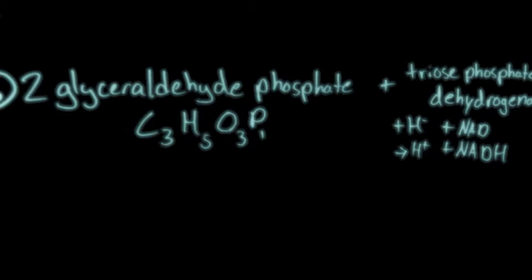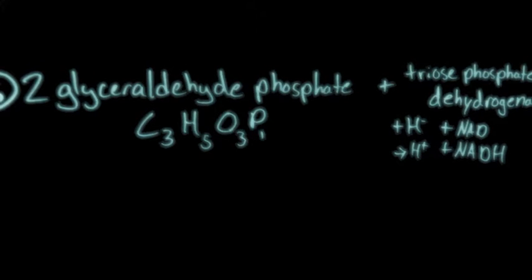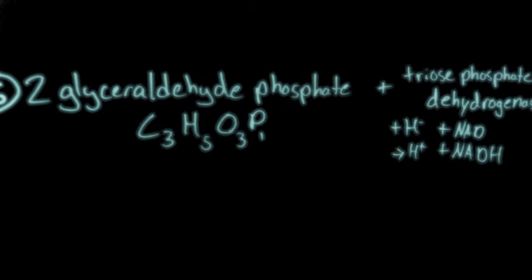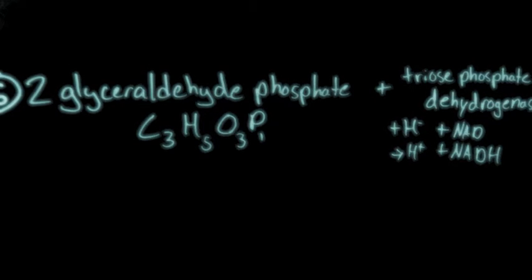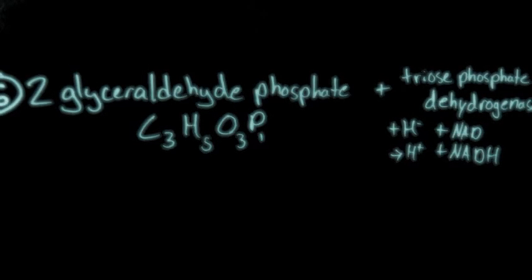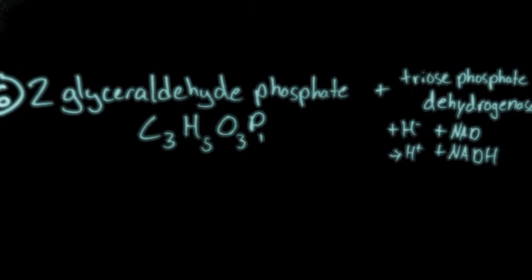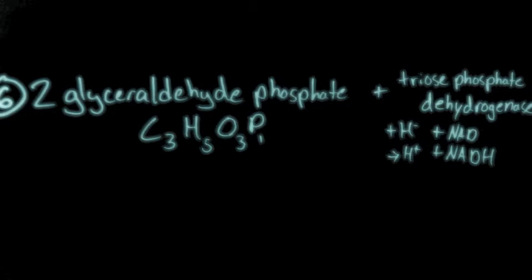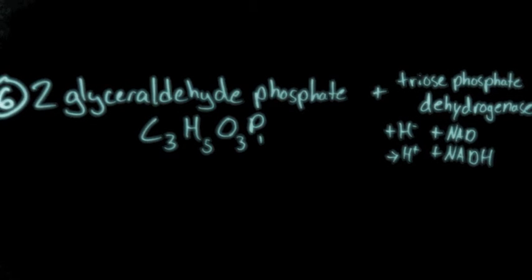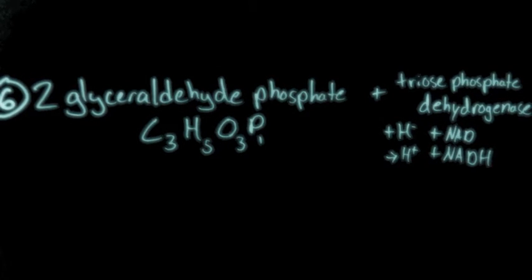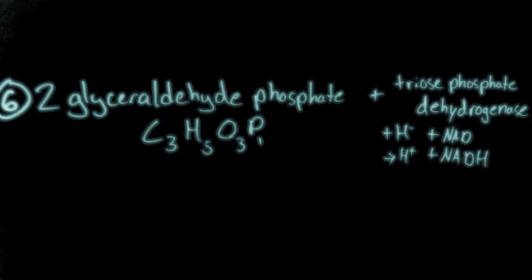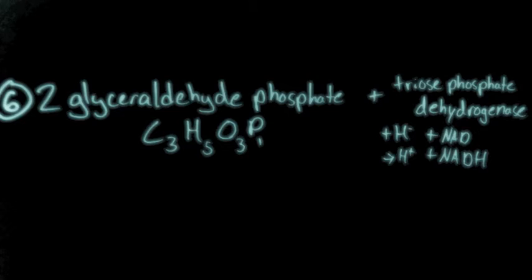In the sixth step, the 2 glyceraldehyde phosphate are combined with the enzyme triose phosphate dehydrogenase. This enzyme transfers hydrogen from glyceraldehyde phosphate into NAD+ to form NADH. Next, the enzyme will take a phosphate from the cytosol to each glyceraldehyde phosphate to form 1,3-bisphosphoglycerate.